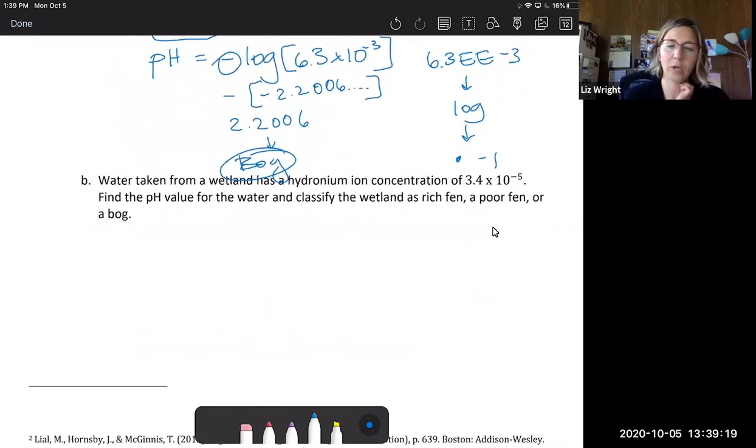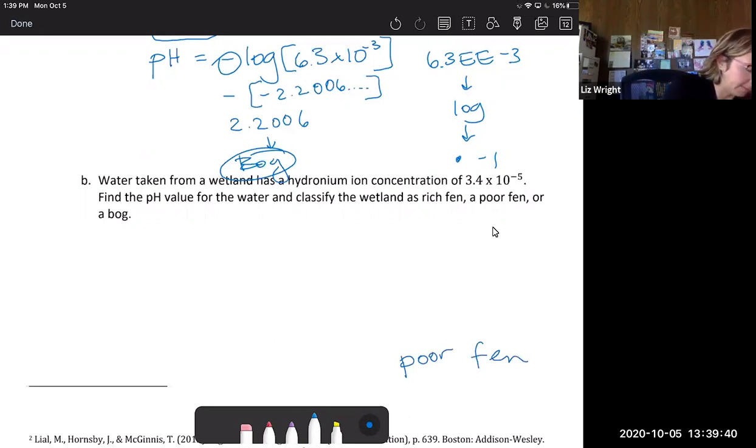All right, so I want you to try B because it's going to be the same type of process. So go ahead and try letter B and see what you get. I will tell you that the classification at the end should be a poor fen. And I'm just going to note that you are doing this part on your own.